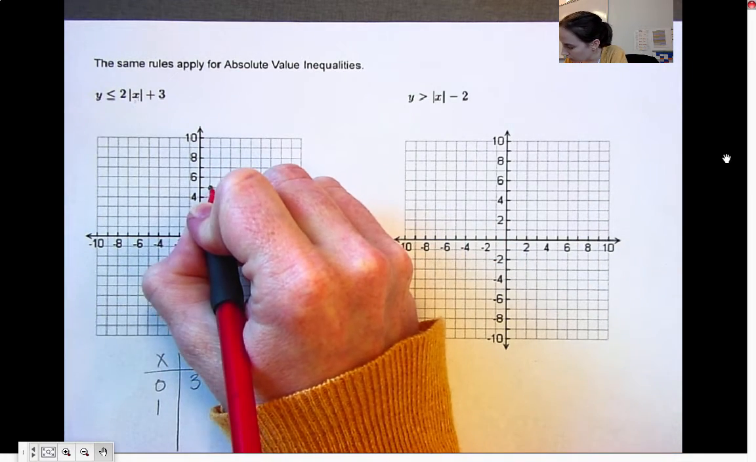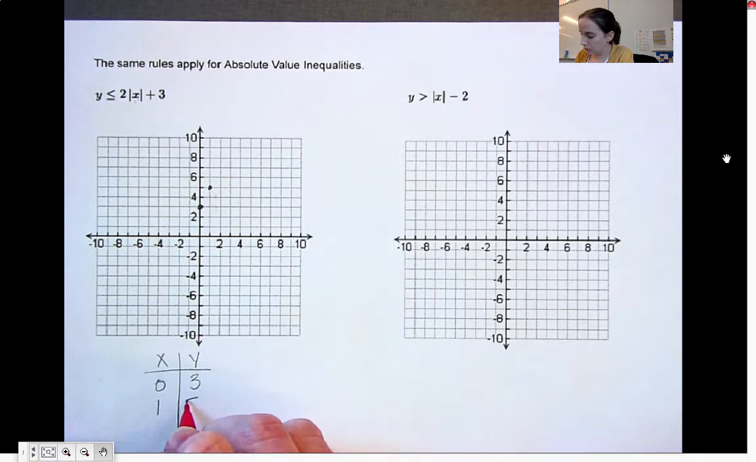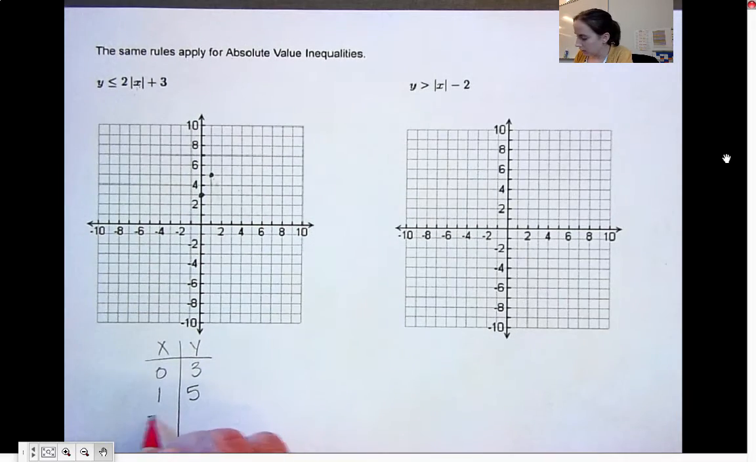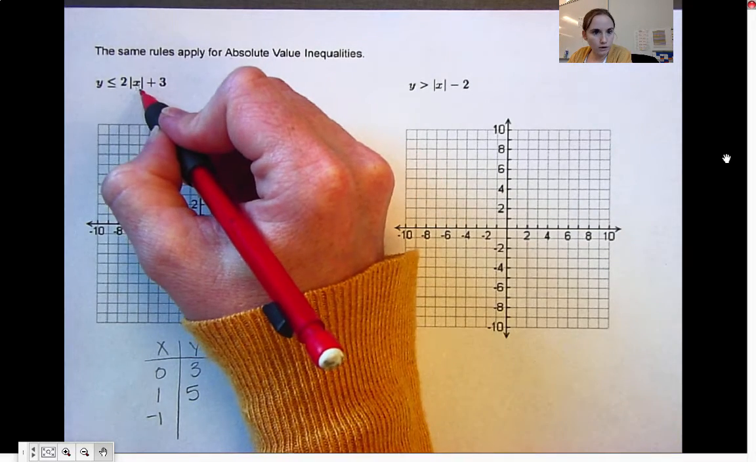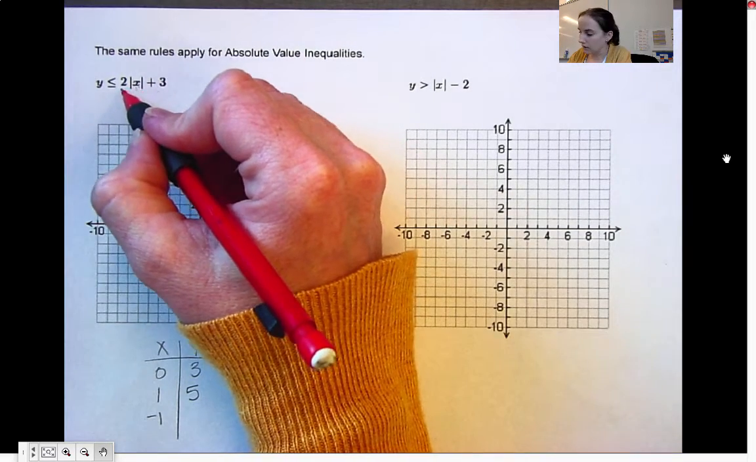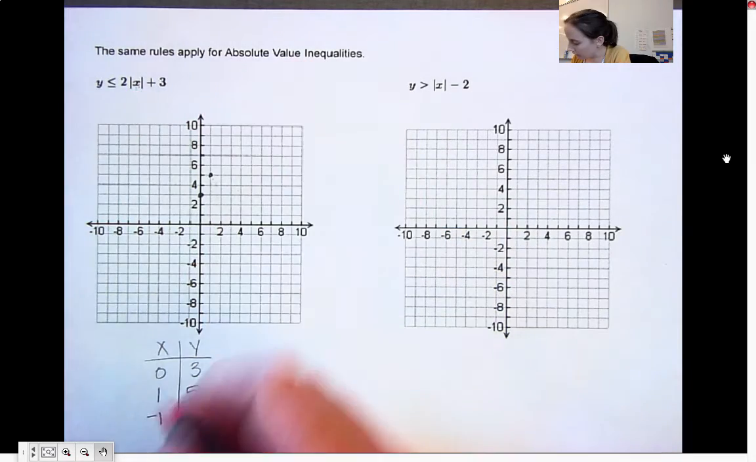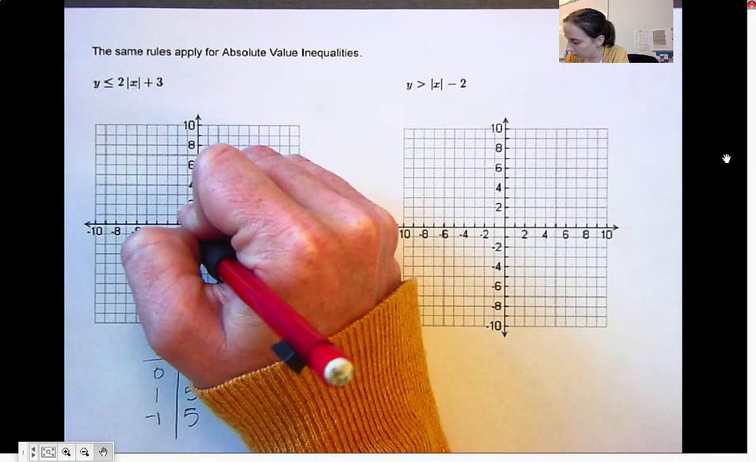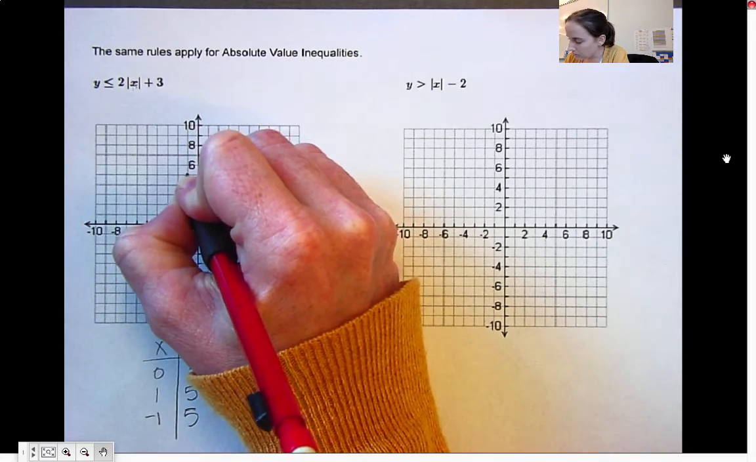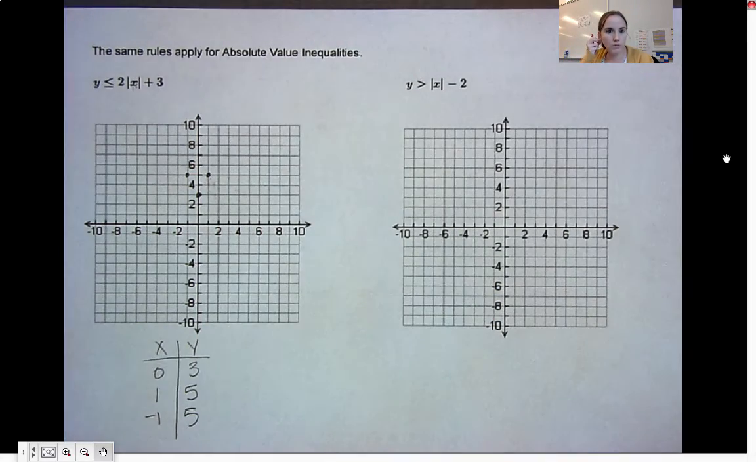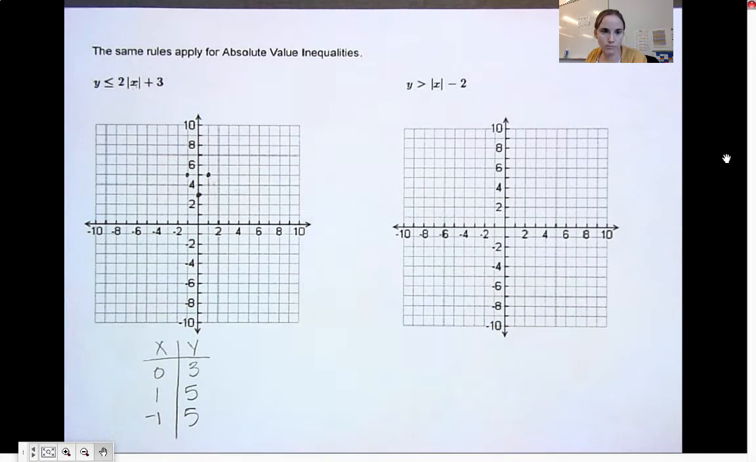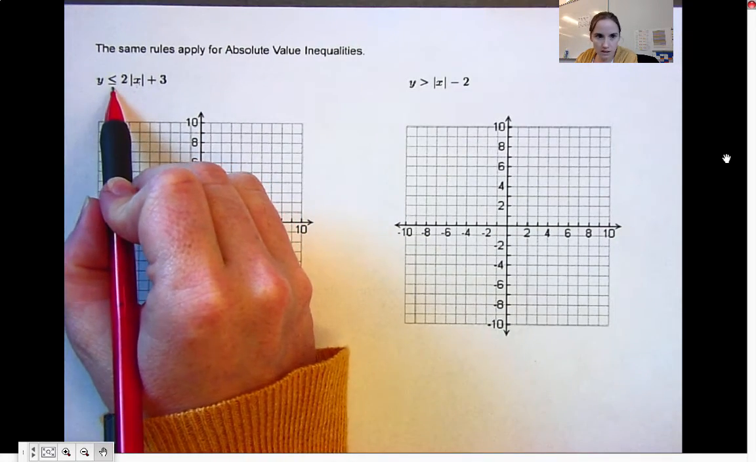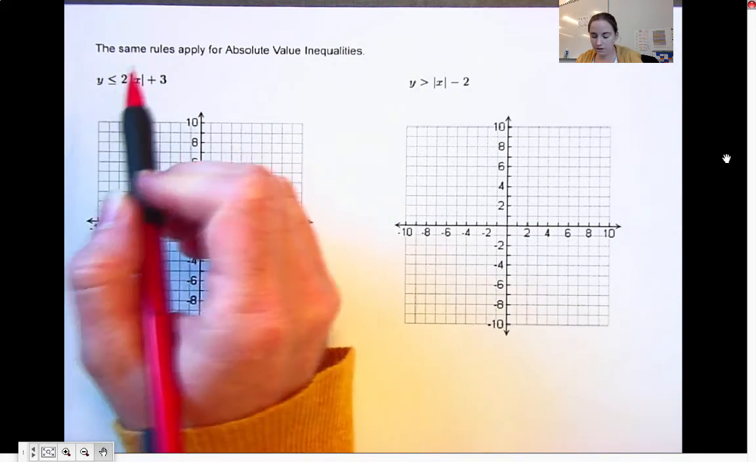5. I'm going to go ahead and do negative 1. At negative 1, the absolute value is 1. Again, 2 times 1 is 2, plus 3 is 5. So at negative 1, we're also at 5. And at this point, I can see the V shape. So I don't have to go any further. I don't have to figure out any more points because I can see the vertex and the change in direction. Now I need to look at my symbol. It's got the equal to, so I need to draw solid lines.